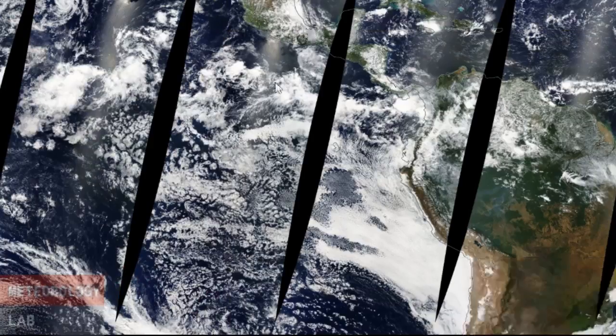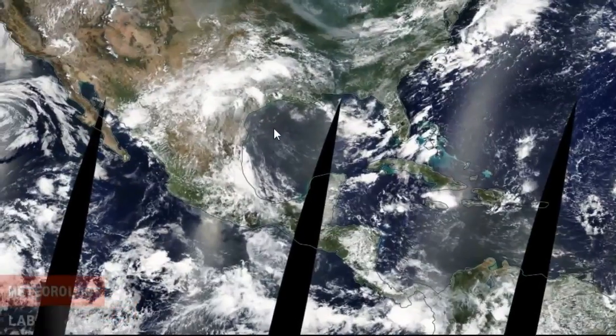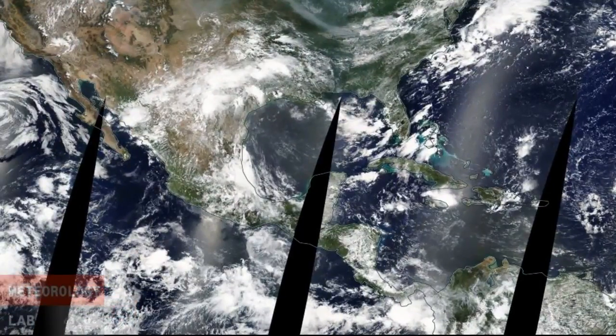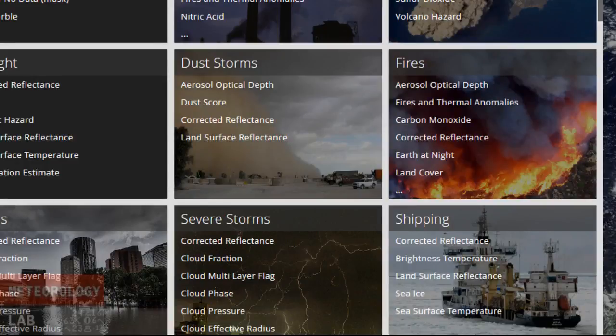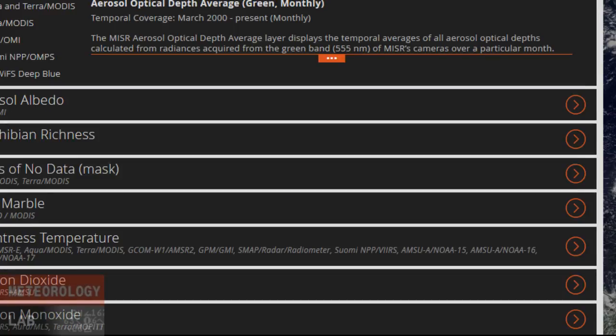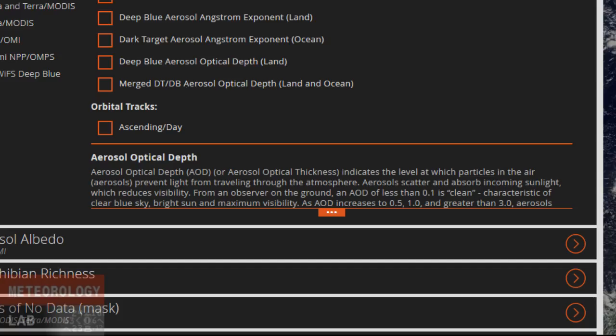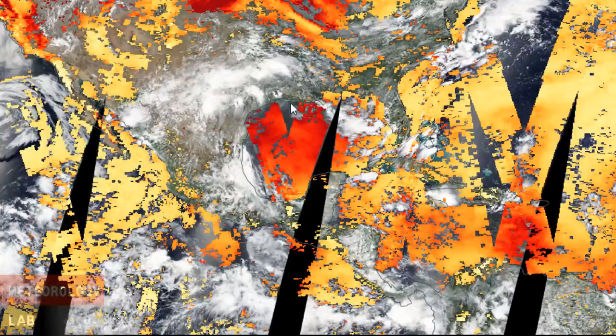All right. I'll bookmark that so we don't have to go through that next time. And let's bring this into the Gulf. We'll add the aerosol optical depth. And where we have the higher amounts, that tends to reveal where the dust is. So yeah, there it is. It's making its way into Texas.